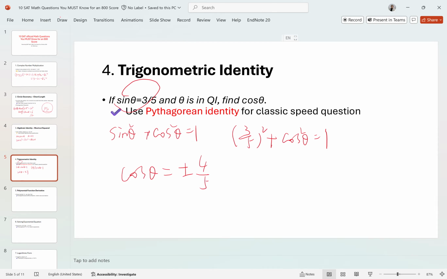And we know the theta is in quadrant 1. So the cosine theta should be positive. We should choose the first value for the cosine theta. It's 4 divided by 5, right?